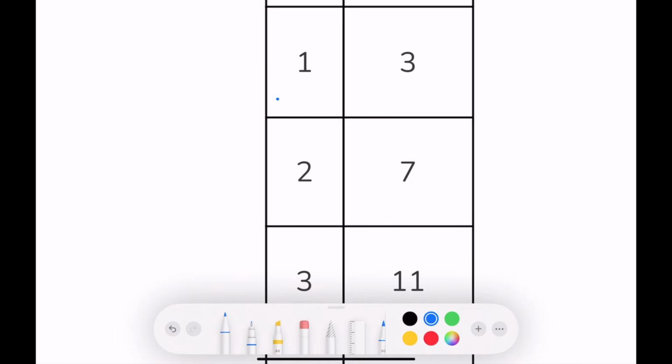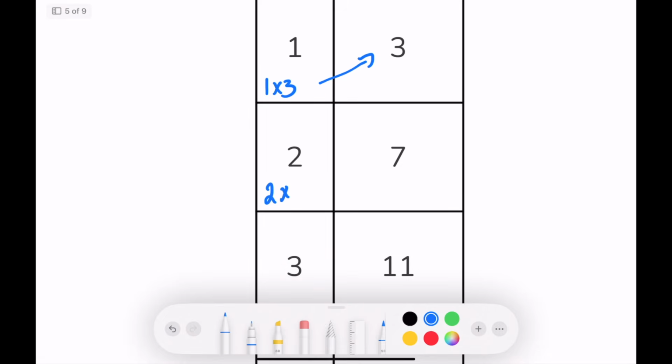Instead of 2, let's try 3. 1 times 3. Oh, look at that. That worked. Let's try 2 times 3. Oh no, that's 6, not 7. So that also didn't work. But again, I'm only feeling encouraged here. So we tried 2, we tried 3. I don't know, let's just try 4 and see what happens.